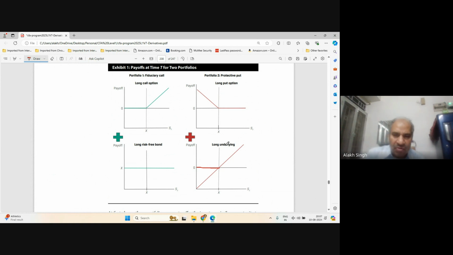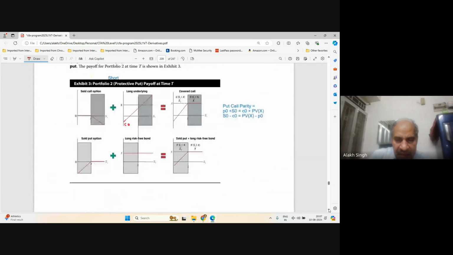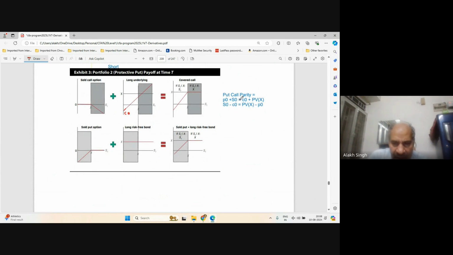So if you buy the underlying in a forward, you have to pay the exercise price, meaning you have negative value at maturity. But if you have bought a put and the underlying, then you don't have any negative value at maturity, because the put is protecting you. So this is the equation: P0 plus S0 is equal to C0 plus PV(X). If you remember, there will definitely be one question from this equation in the exam. 100% I can say there will be one question.